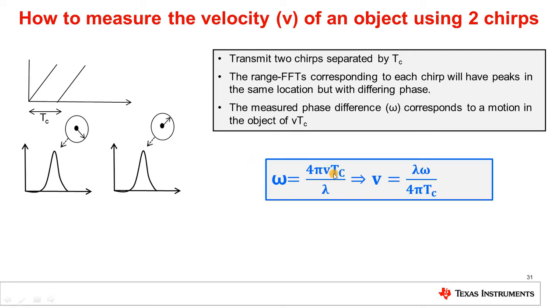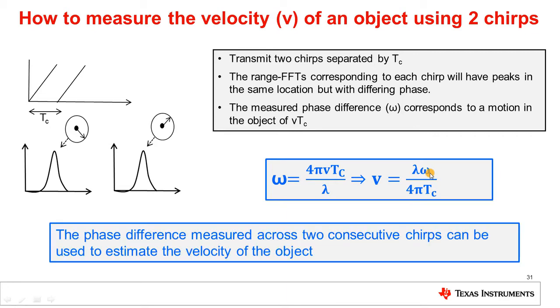So this is the equation here, where the phase difference between the phases of the peaks corresponding to these two transmitted chirps is given by 4 pi times the distance that the object has moved during that period divided by lambda. And then rearranging this equation, you can directly estimate the velocity from this measured phase difference. So the takeaway here is that the phase difference measured across two consecutive chirps can be used to estimate the velocity of the object.